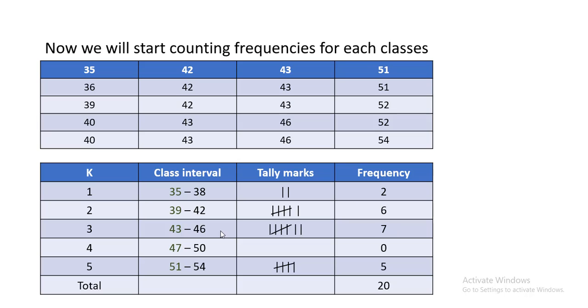Then the next class limit was 39 to 42. Now I'll start counting how many observations lie between 39 and 42.